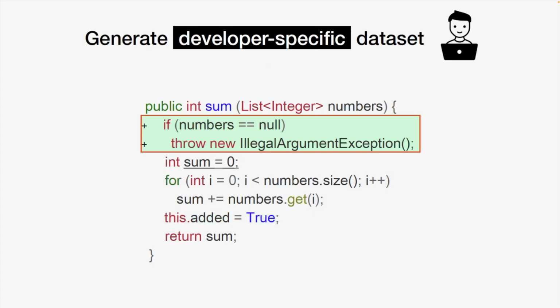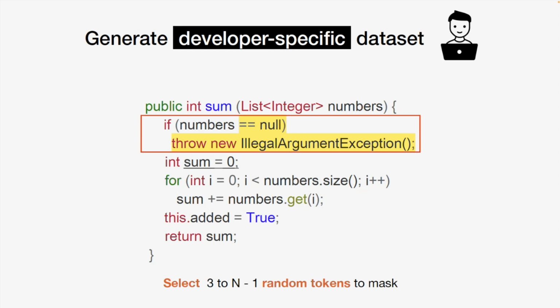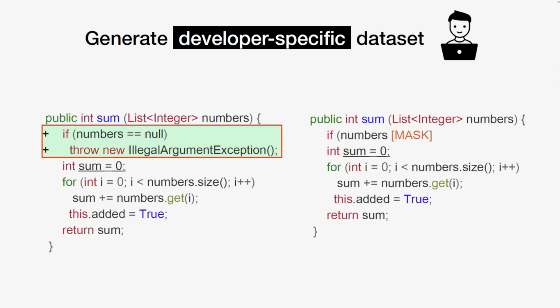And starting from these lines, we can then generate this dataset. To do so, of course, we have to simulate the code completion scenario. So let's say that we mask a random number of tokens starting from this instance, from 3 to n-1, 3 to avoid trivial completion. And after selecting this random number of tokens, we mask them. So we are simulating the scenario in which the developer is triggering the tool for asking a suggestion.